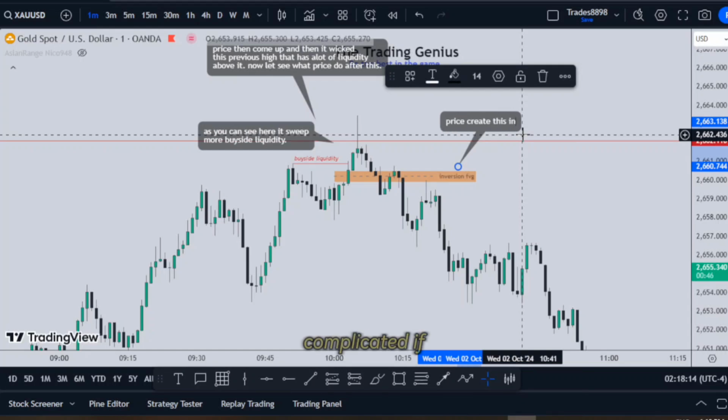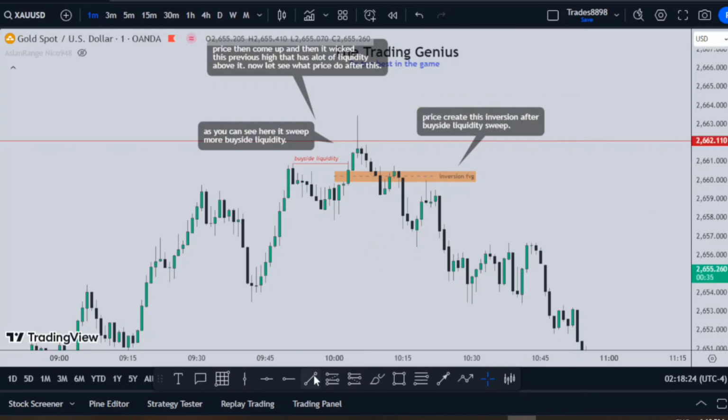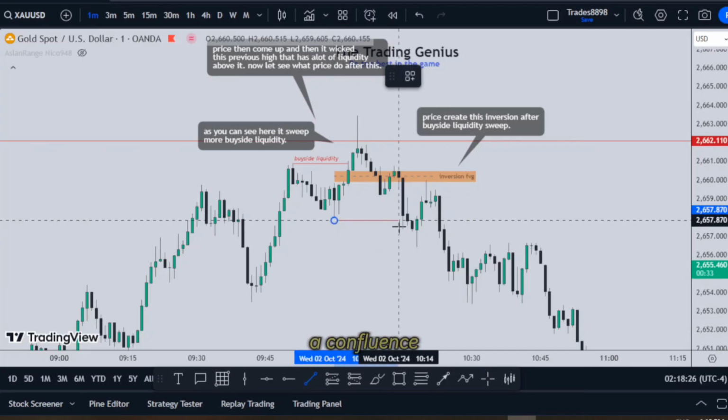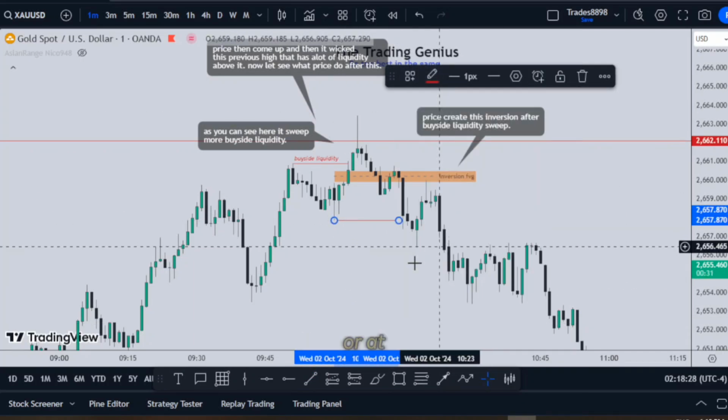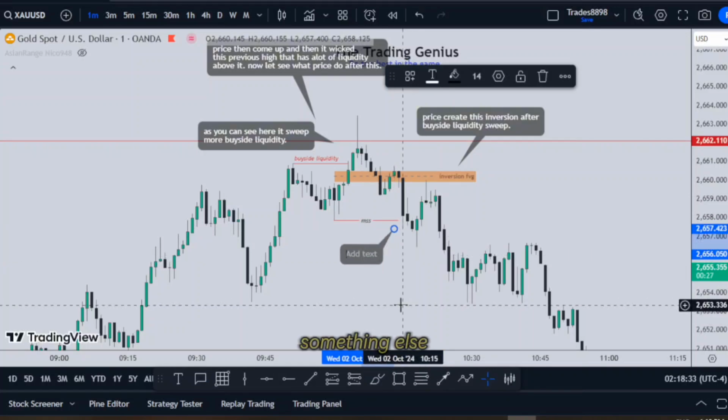Is that complicated? If you're brand new and this is the first time you're listening to me, it probably does sound complicated. But if you've been with me for a little while, that's an easy recipe. It's easy. If you don't have a confluence of those factors coming together, where at least 3 things are telling you something there, not just a PD array, there has to be something else there.